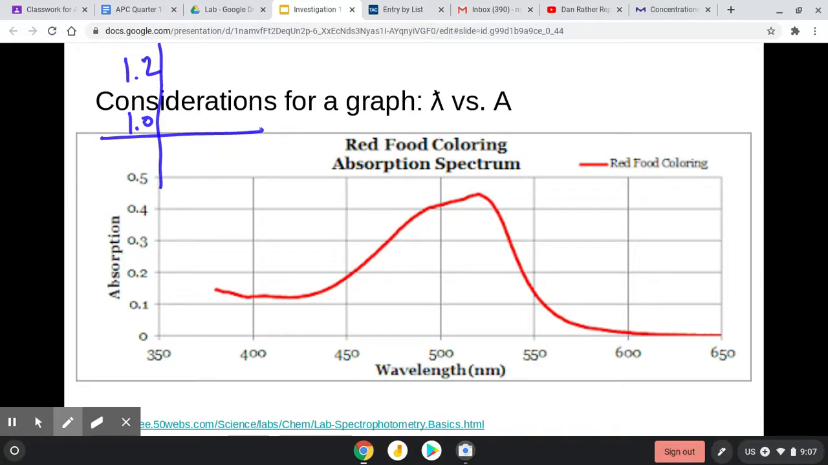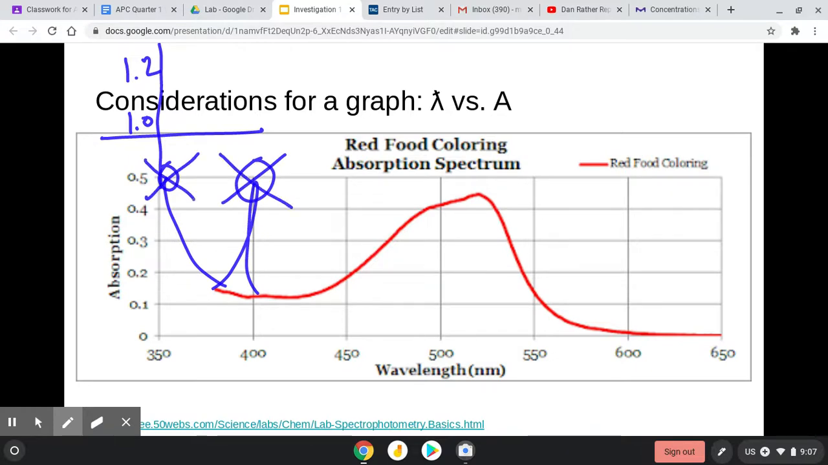Okay, consideration number 2 is the peaks on your graph. If you have a peak that's really sharp or you have a peak that's incomplete, you don't want to pick the max absorbance from those peaks.